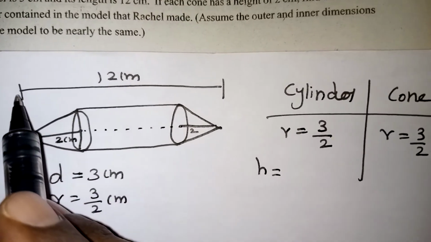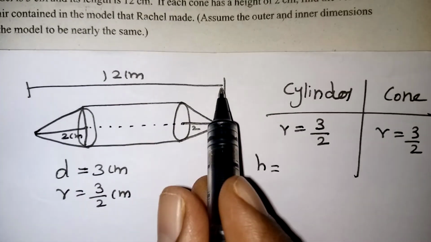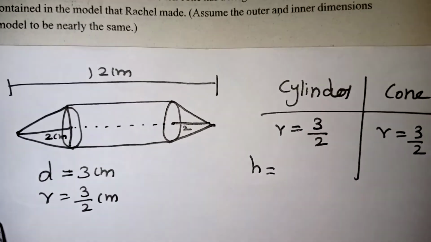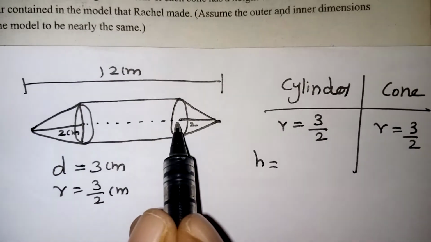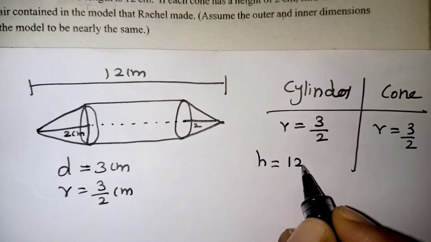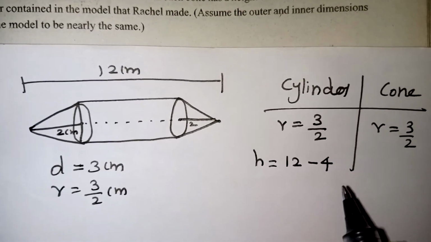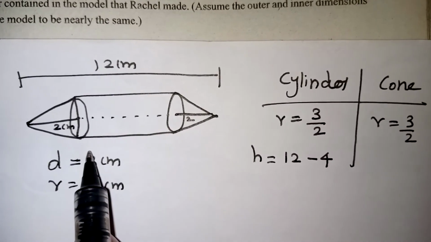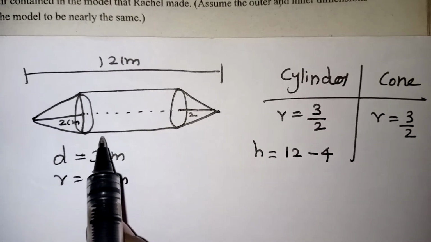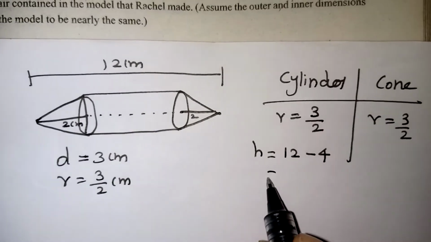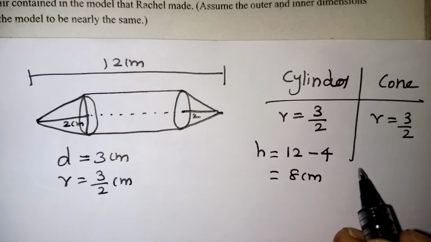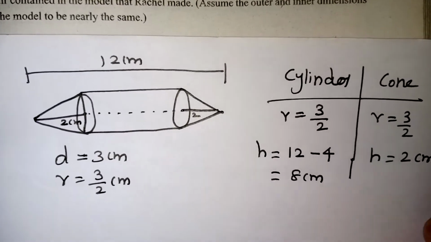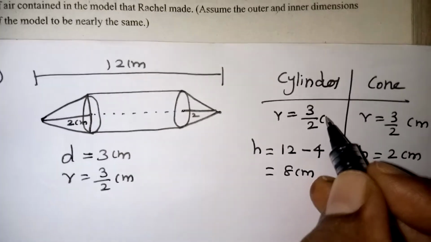So the model total length is 12. From this 12 we have to subtract this 2 as well as this 2 also we have to subtract, because the remaining is only the cylinder length. So from 12 we have to subtract 4. Why we are subtracting 4 means this side 2 centimeter, this side 2 centimeter, totally 4 centimeter we have to subtract to get the cylinder length. So which is equal to 8 centimeter. Now here the height of the cone is already mentioned in the question, that is 2 centimeter. Everything is given in centimeter only.